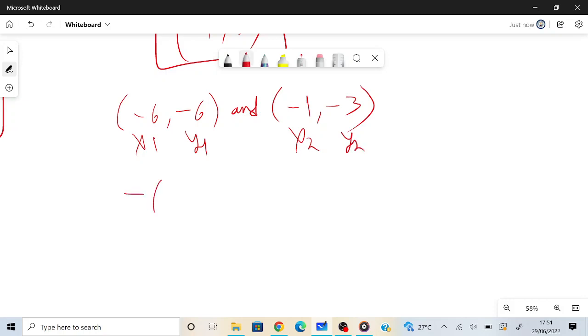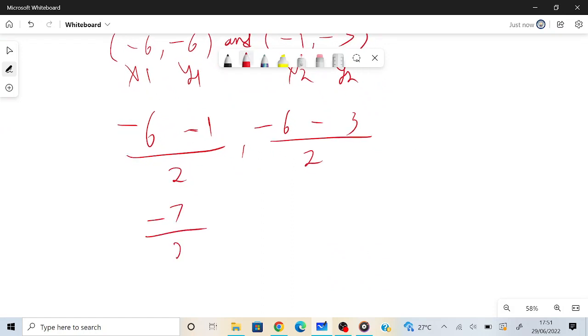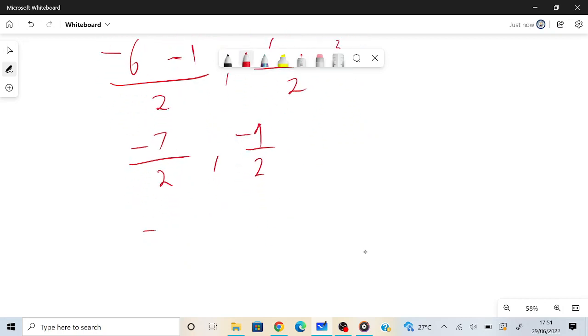So again, doing your math, you know this is -6 plus -1 over 2, -6 plus -3 over 2. We know that this is simply -6 minus 1, because plus and minus ends up in a minus, and this is -6 minus 3, because plus and minus ends up in a minus. So you now have -7 over 2, -9 over 2, and this is nothing but -3.5, -4.5. And that is your answer for that question, again in coordinate form.